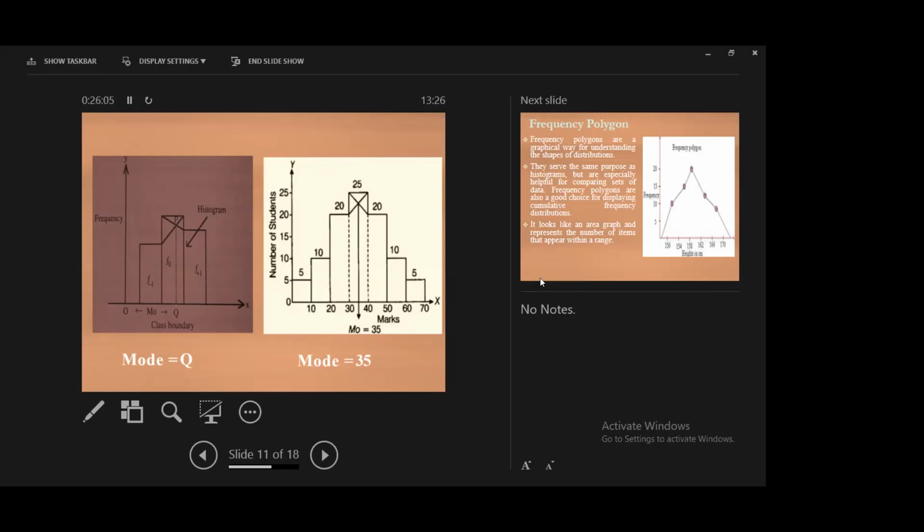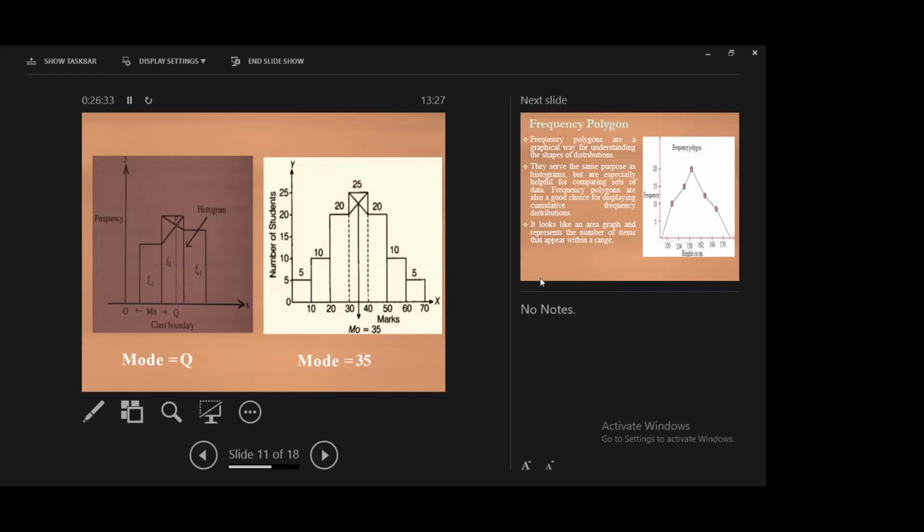How is it calculated? From a histogram, or otherwise, you all know about the cumulative frequency curve. Suppose we draw a less than cumulative frequency curve and a more than cumulative frequency curve. The point at which these curves intersect gives you the median. So that is one way in which you can calculate the median graphically. Mode, how you can calculate graphically, is shown here.